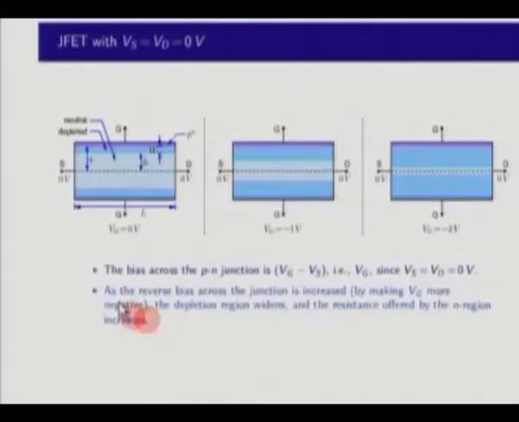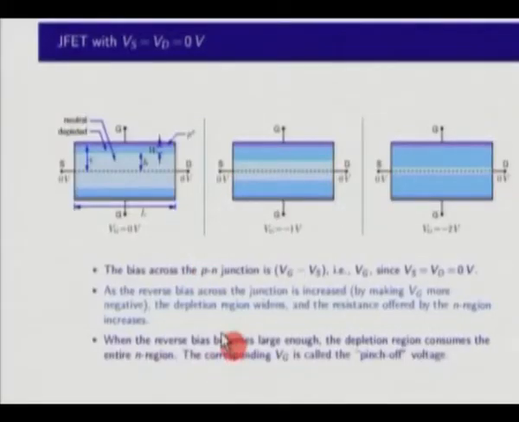Essentially, the point is that as the reverse bias across the junction is increased by making VG more negative, the depletion region widens, as we have seen here, and the resistance offered by the N region increases, because the width of the N region becomes smaller and smaller. That is essentially the operation of a junction field effect transistor. That is the mechanism by which the channel resistance depends on the gate voltage in a junction field effect transistor.